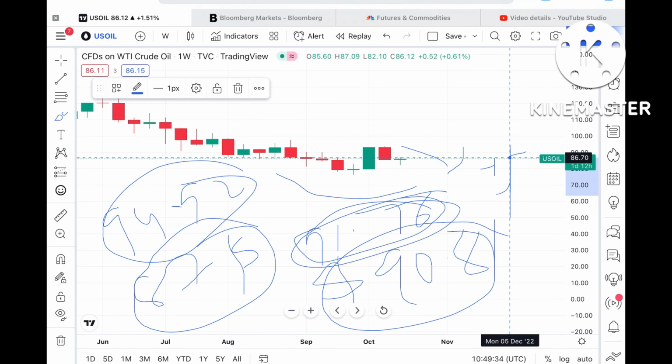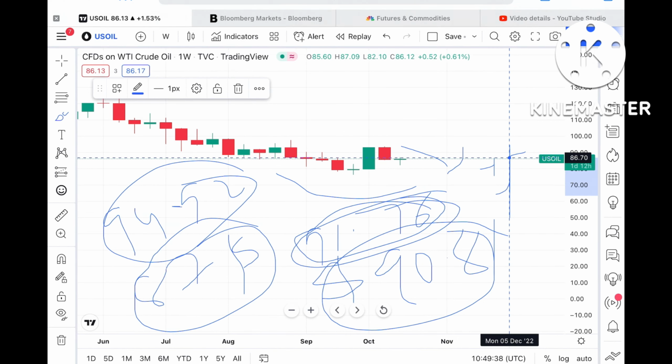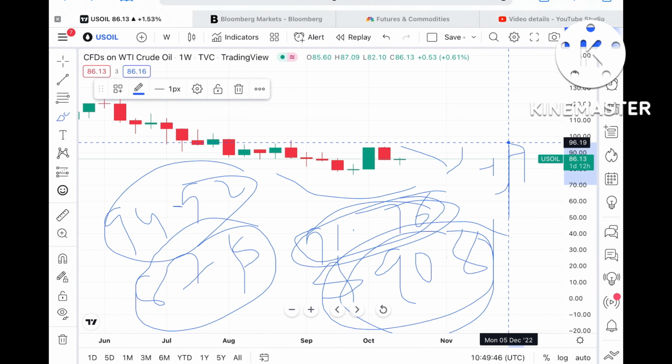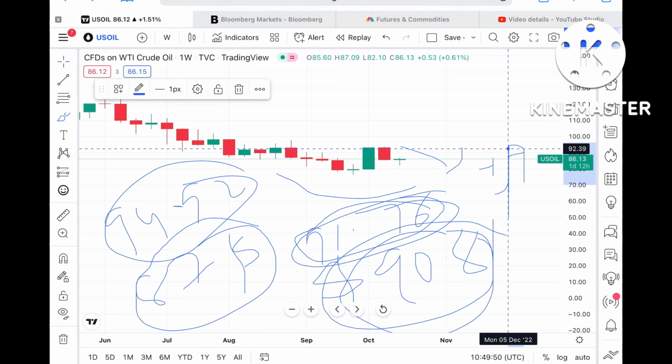If the price sustains this particular level of 86 or 87, there is a high chance it can go further upside and touch a level of around 90.18, which is again a weak resistance, so probability is very high. We can see it can move further upside towards a level of 92.36.